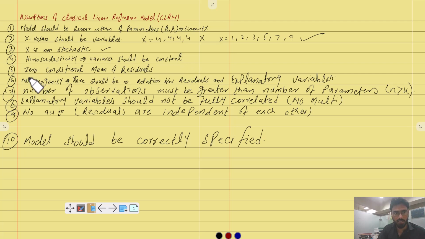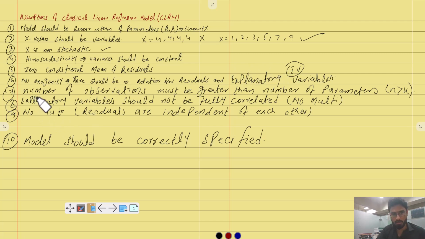The next assumption is zero conditional mean of a residual. There should be no relationship between the residuals. The next assumption is no endogeneity. It means that there should be no relationship between residuals and explanatory variables or the IVs. If there exists a relationship between independent variables and residuals, then there will be the issue of endogeneity, and we are unable to apply the OLS on that model.